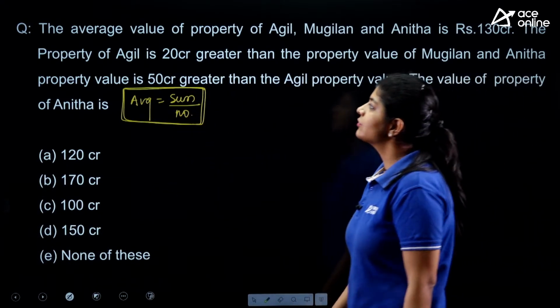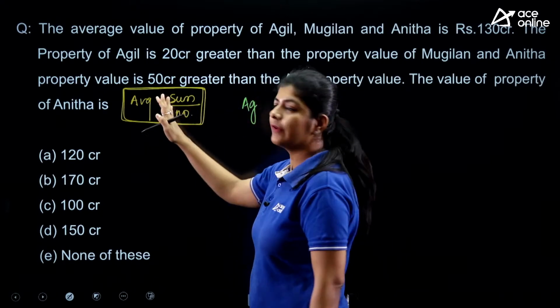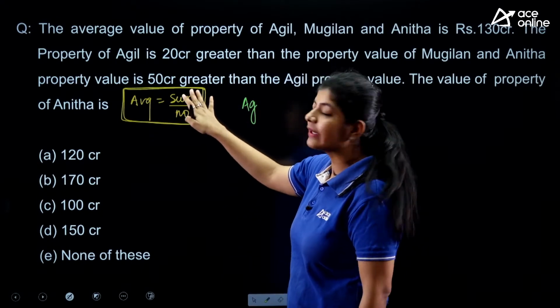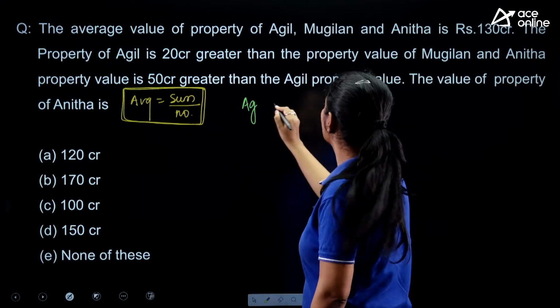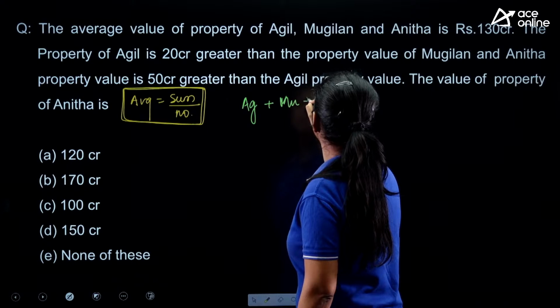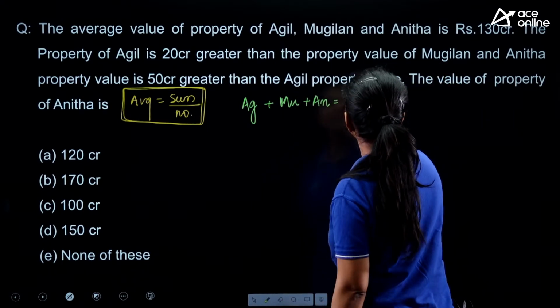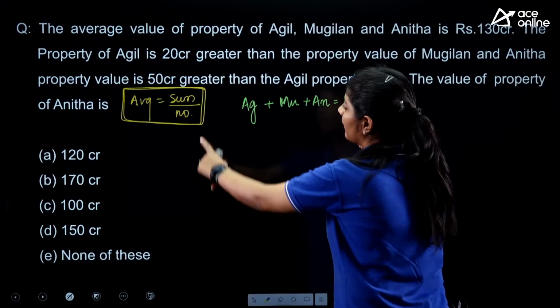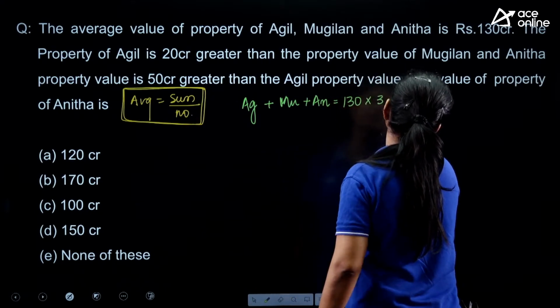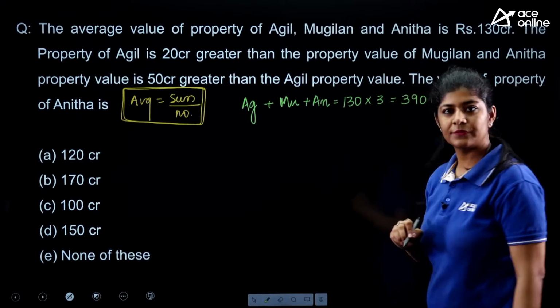Okay, let's see. So the question is saying that the total sum... first what I am going to do, I am just going to find out the sum of the total property, Agil plus Muglian plus Anita. The average is given as 130, and here the number of persons is 3. That means the total property is worth rupees 390 crores, right?